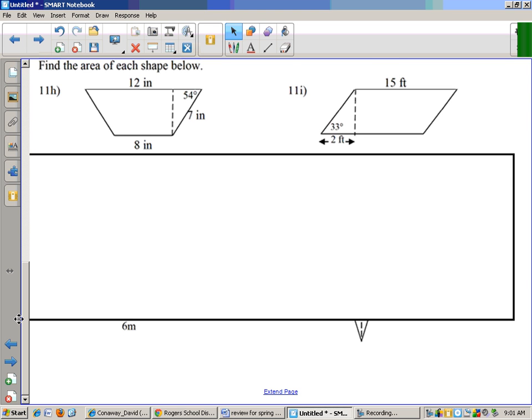Find the area of each shape below, guys. This is just using our trig. We're going to need a little trig here, and we're going to need our area formulas. What's our area formula for a trapezoid? It's going to be on the test. You're going to have a sheet there that you can look it up, but does anybody remember the area formula for a trapezoid?